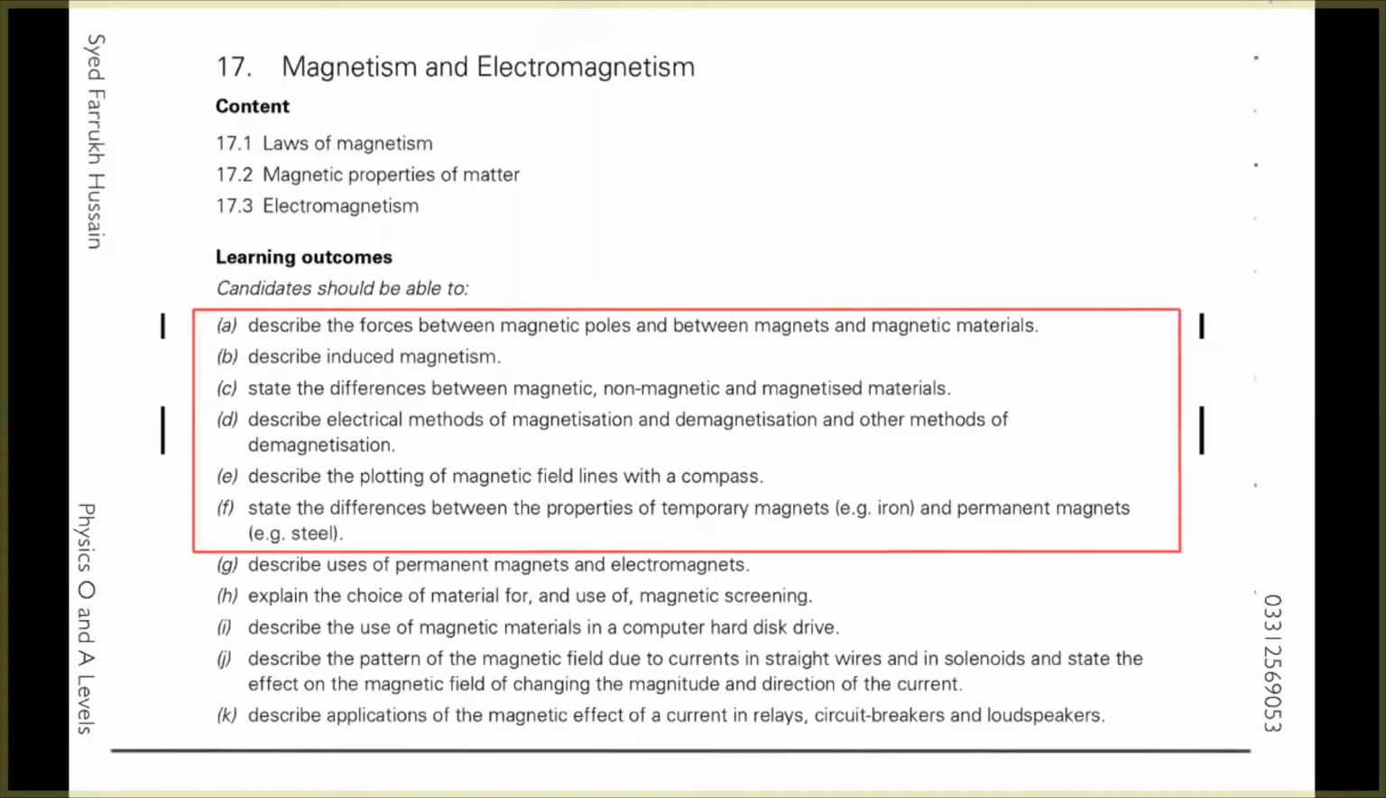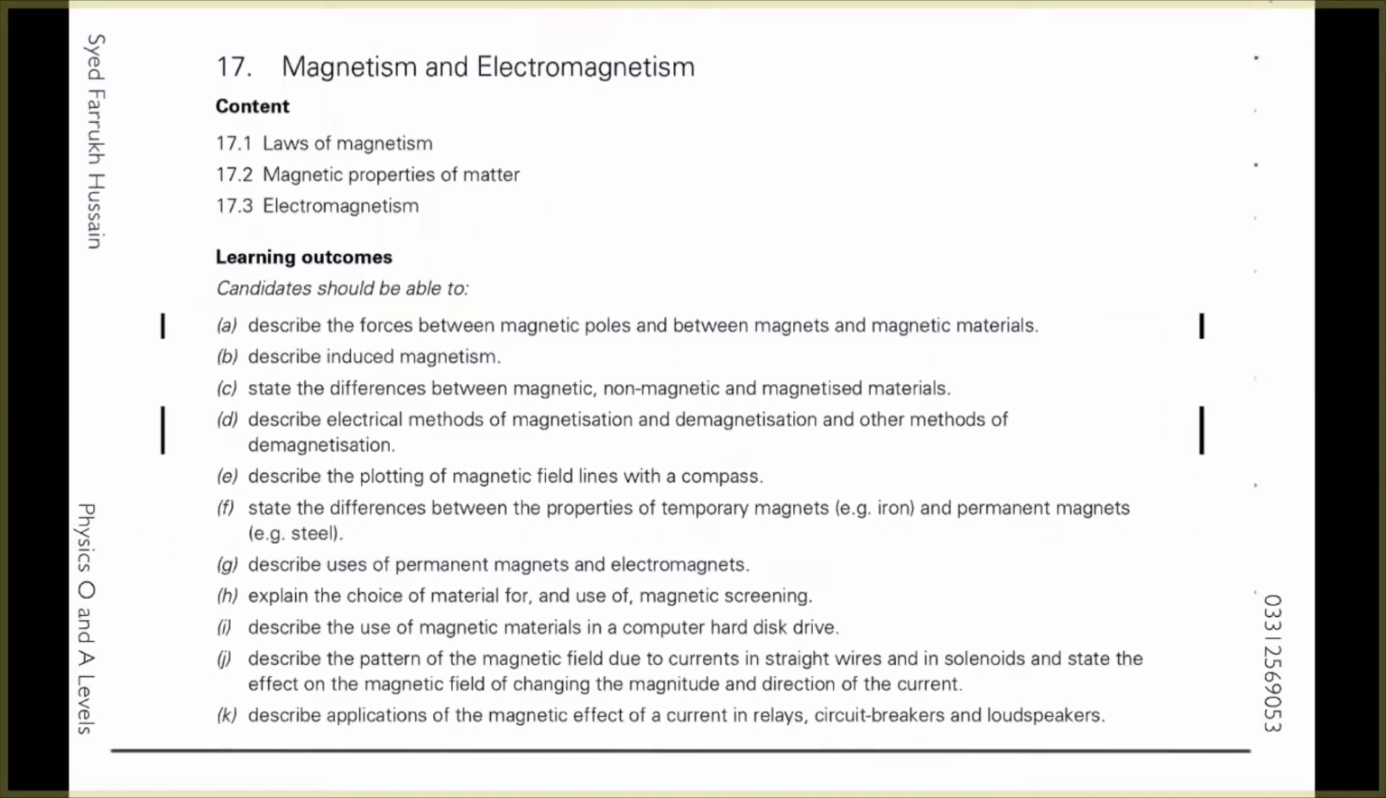Describe the forces between magnetic poles and between magnets and magnetic materials. Describe induced magnetism. State the differences between magnetic, non-magnetic, and magnetized materials. Describe electrical method of magnetization and demagnetization and other methods of demagnetization. Describe the plotting of magnetic field lines with a compass. State the differences between the properties of temporary magnets, example iron, and permanent magnets, that is steel. So this is what we have covered.